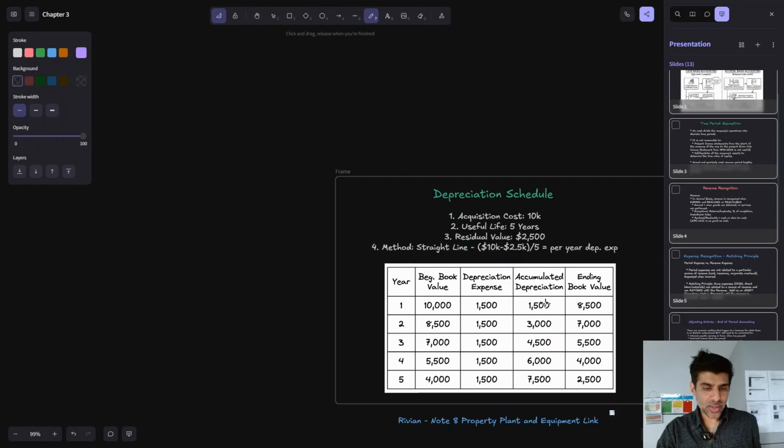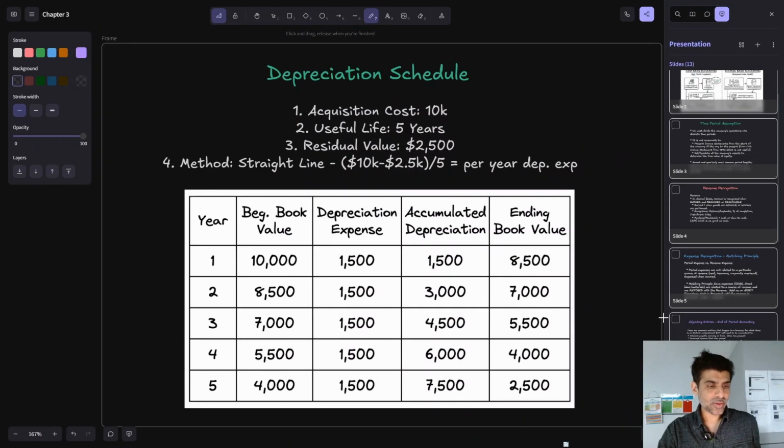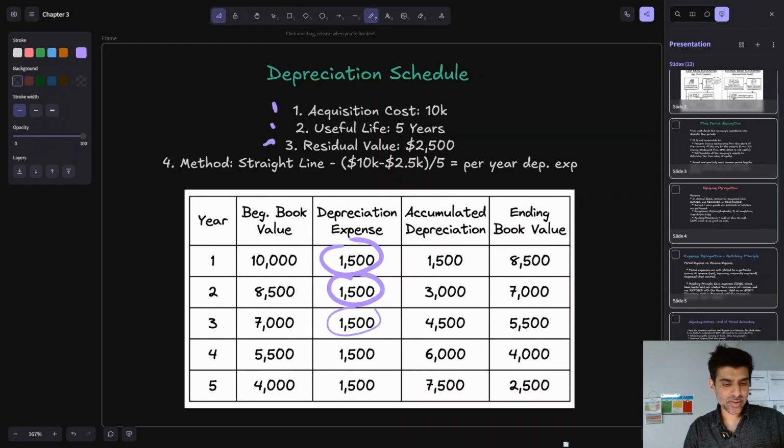And from that, you can get a schedule like this. This is a depreciation schedule. In this case, our acquisition cost was 10. We're assuming a 5-year useful life, residual value of 2,500. We get a depreciation expense of 1,500 per year. You can see it's the same every year. You can see the book value every year. So after the first year, it's 8,500, 7,000. So it's reducing by 1,500 every year.